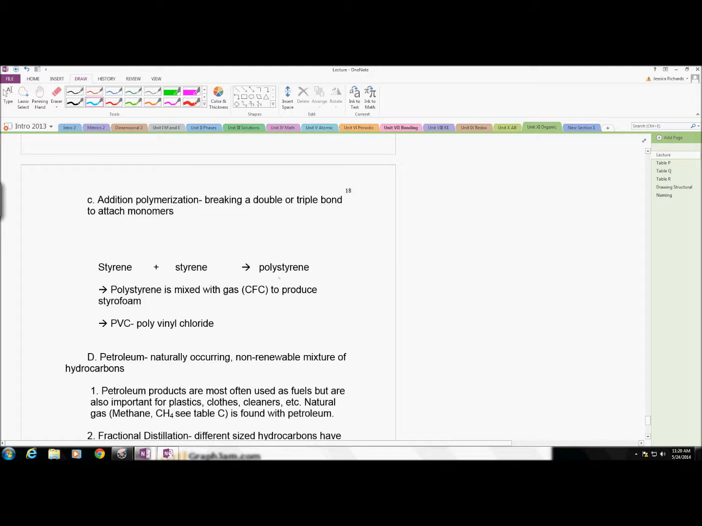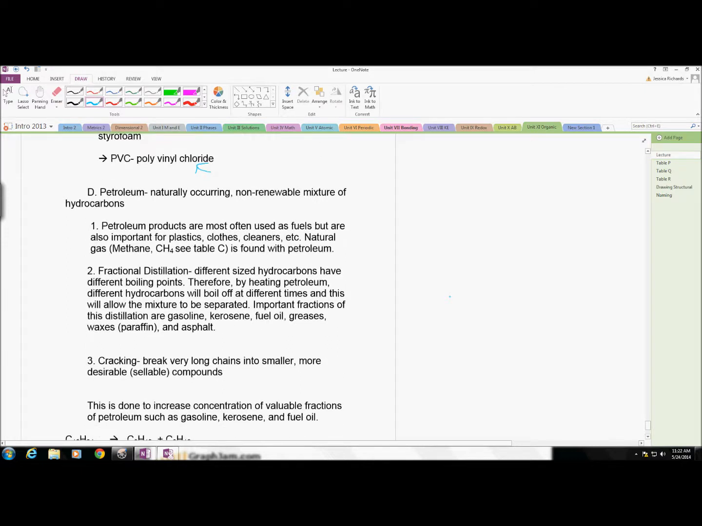Polystyrene is puffed up with gases, typically CFCs, to make styrofoam. And PVC is a very common polymer. That's the white plastic pipe that we use for plumbing. What's special about that is when we put it together, we don't use a normal glue. Glues and epoxies are polymers, but in PVC they use a solvent that actually opens up the bonds within the plastic itself, and when you put the two pieces together and the solvent evaporates, it allows them to re-link together back into one giant molecule. So all of that white plumbing in your house is actually one big molecule.